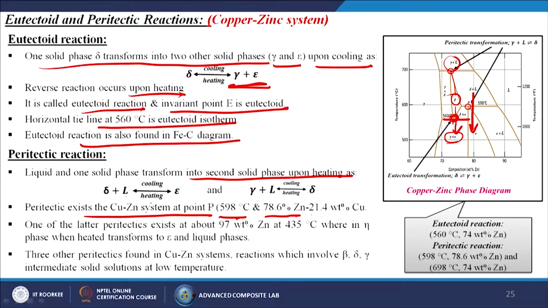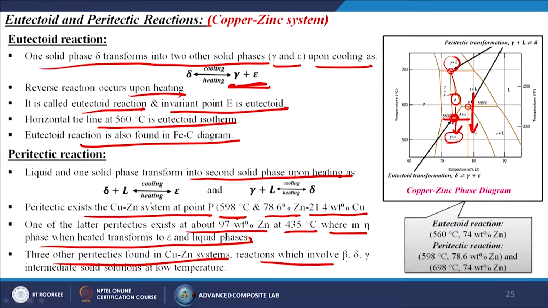78.6 weight percent zinc, 21.4 weight percent of copper. One of the later peritectics exists at about 97 weight percent zinc at 435 degree centigrade, where the eta phase, when heated, transforms to epsilon and liquid phases. 3 other peritectics are found in copper zinc systems, reactions which involve beta, delta, gamma intermediate solid solutions at low temperature.